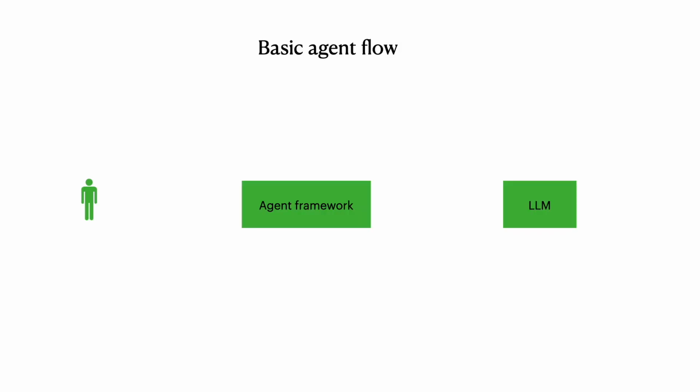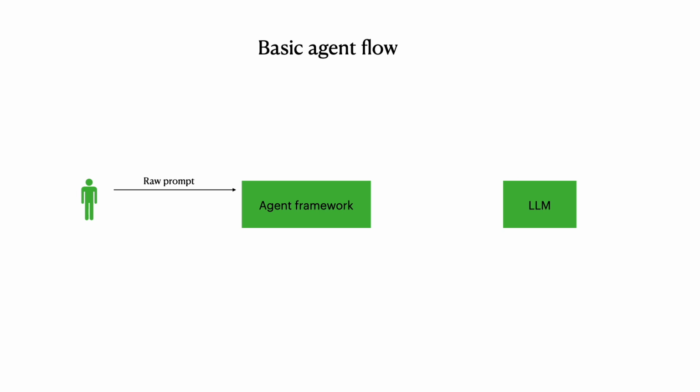So let's start with the basic agent flow first. Here you can see we have three things. One is the user interface, second is the agent framework, and the third is the LLM. The user will be sending a raw prompt to the agent framework. So the user must have some UI or app through which the user will interact with the agent framework.